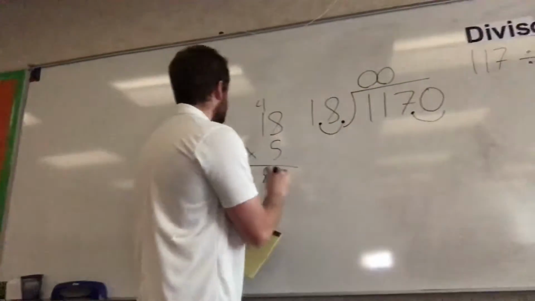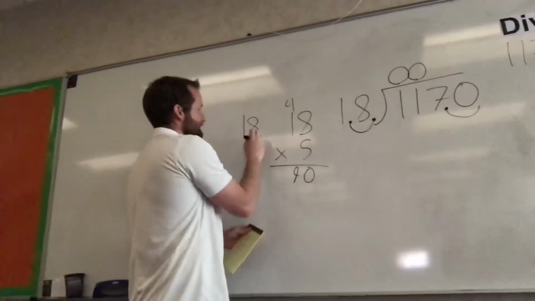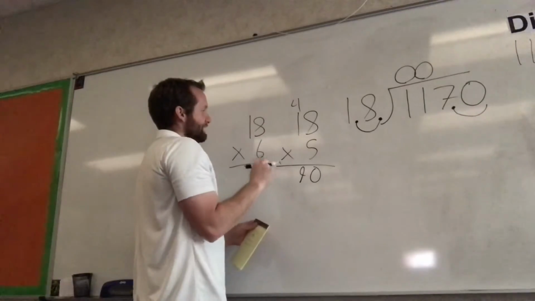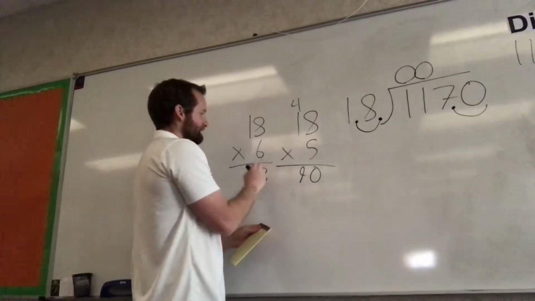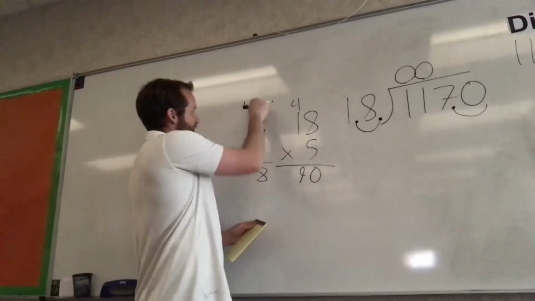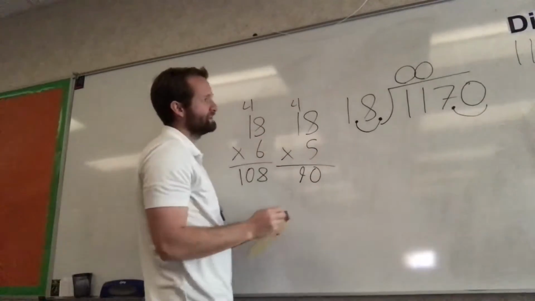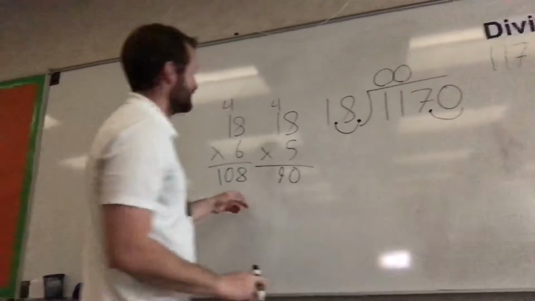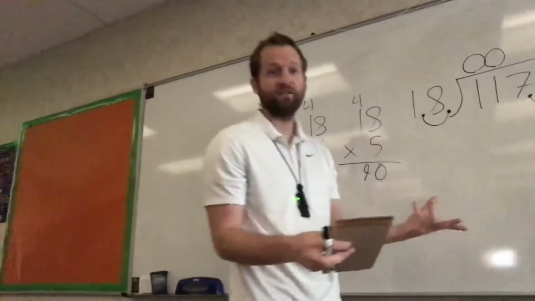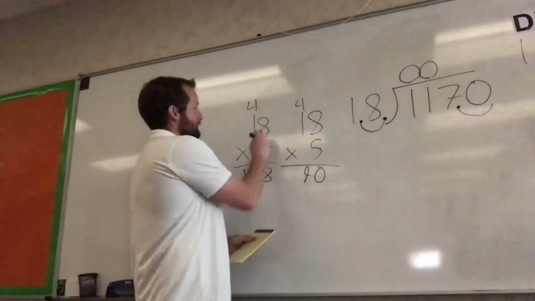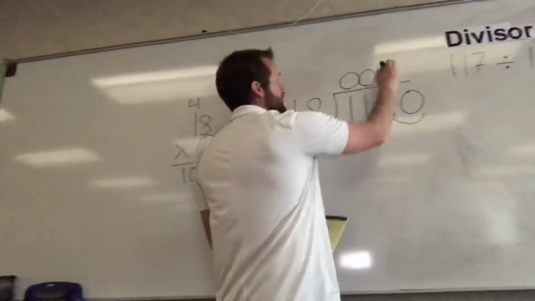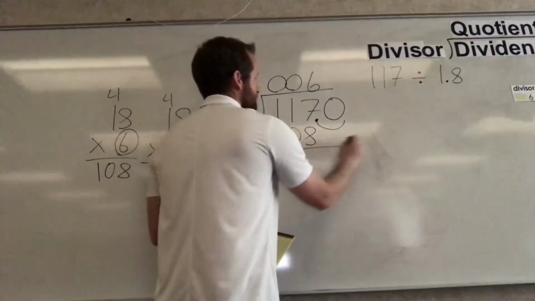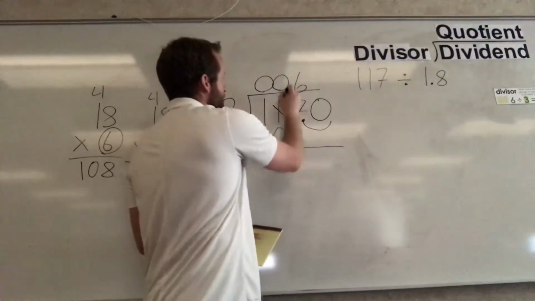So let's see what 18 times 6 is. Okay, 6 times 8 is 48. 6 times 1 is 6, plus 4 is 10. So we have 108. It doesn't look like it's going to fit in one more time because 108 plus 18 is going to be bigger than 117. So we found out it's right here. Right? So 18 fits into 117 6 times, which gives us 108. Okay, so let's take that away. Let's go ahead and borrow a number there.